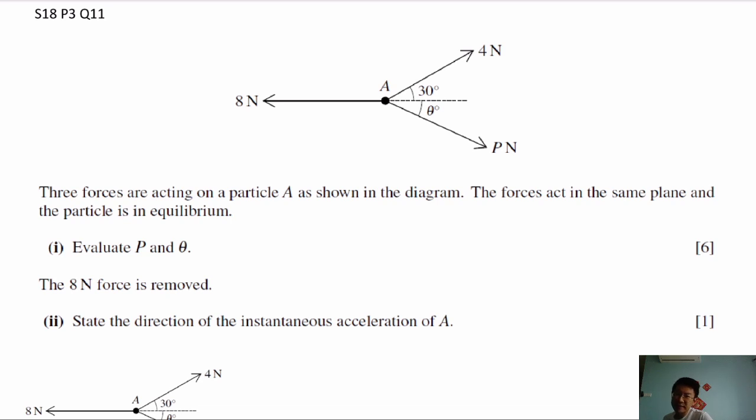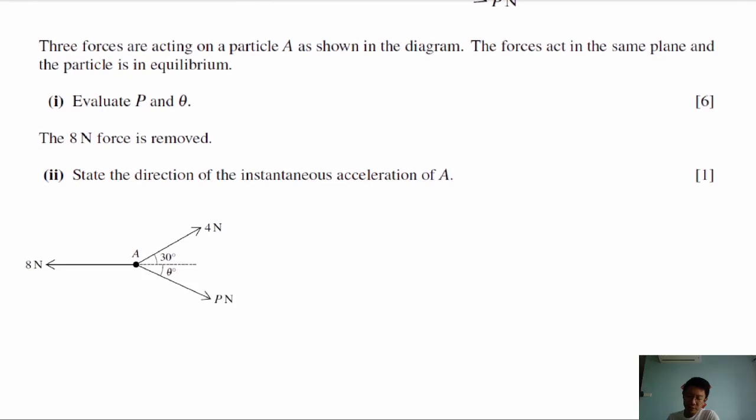For this one, I think it is easier for us to resolve the forces into vertical and horizontal. If we first consider the vertical, what we have for the vertical forces would be 4 sine 30 degrees equals P sine theta. We only have one force which is going up, and another one which is going down.